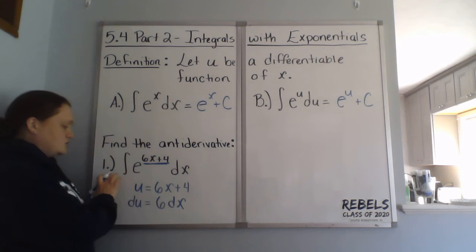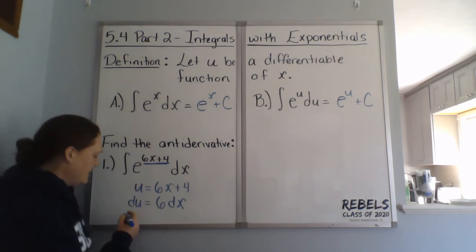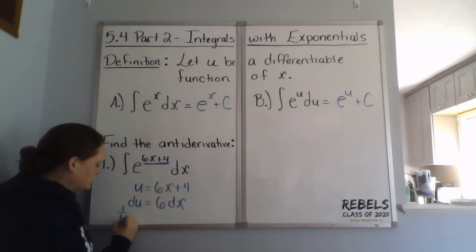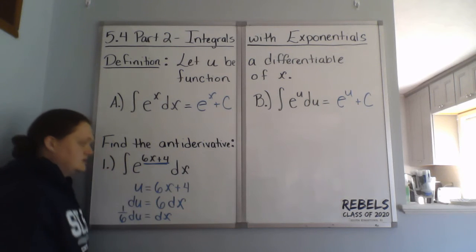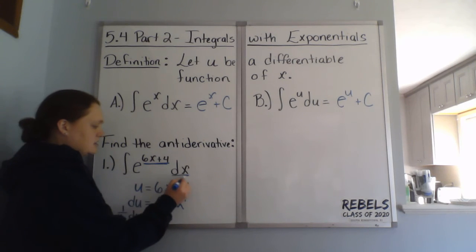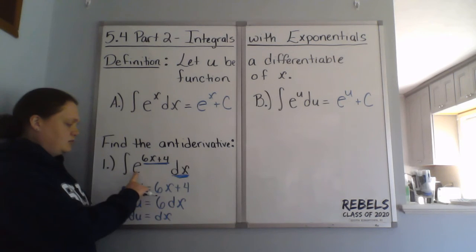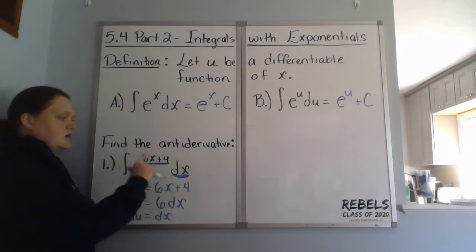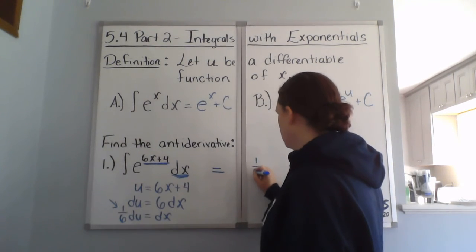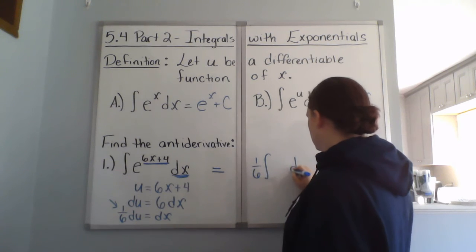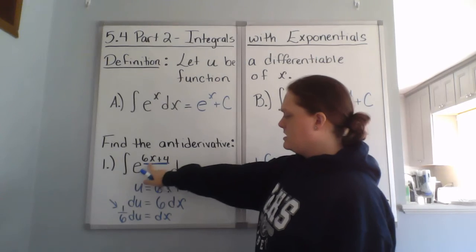Now there's no 6 for a coefficient anywhere, so we're going to divide that 6 to the other side, and we're going to make this 1/6 of du is equal to dx. So that means that this dx right here is going to be replaced by the 1/6 du, and this will become e to the u, okay? So rewriting this integral, we're going to have a 1/6 and a du to replace the dx, and this will become e to the u.